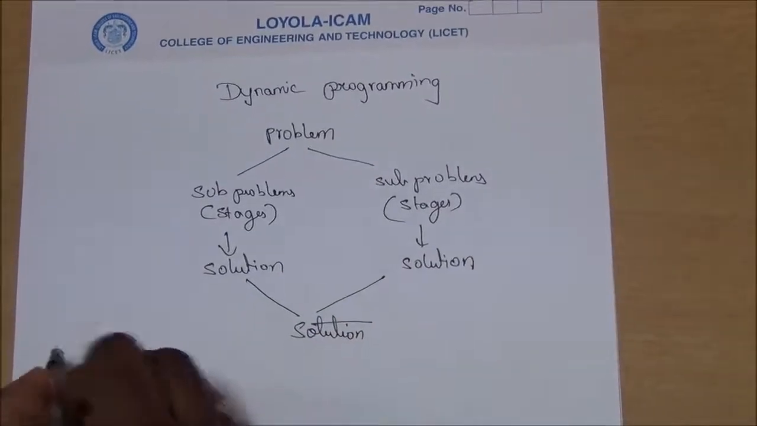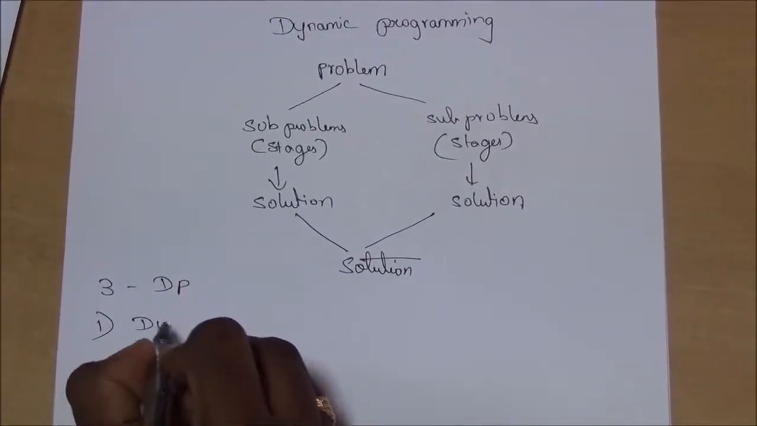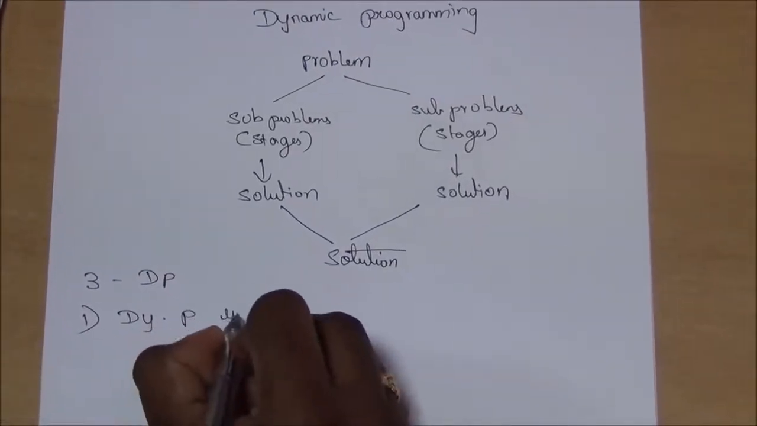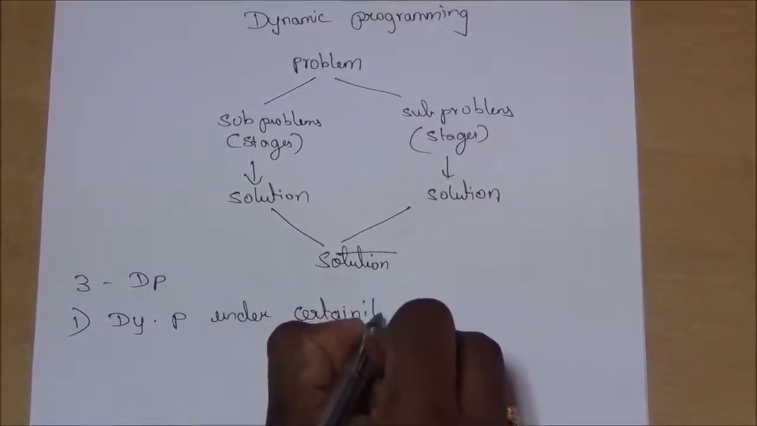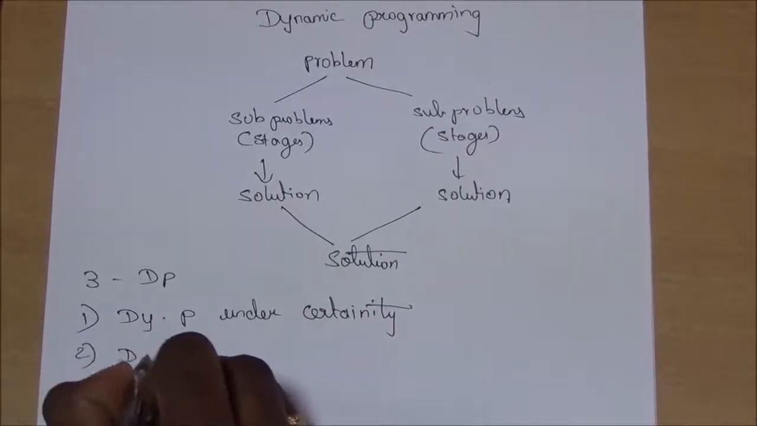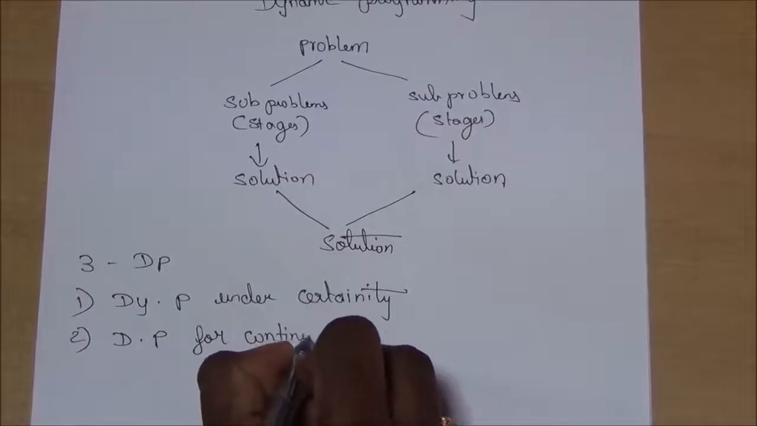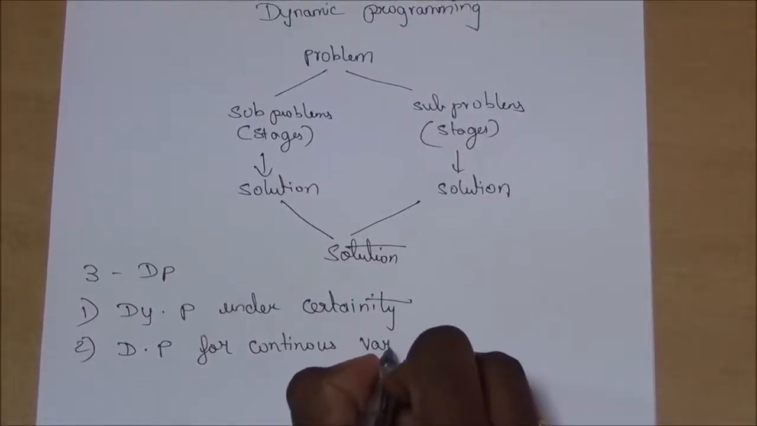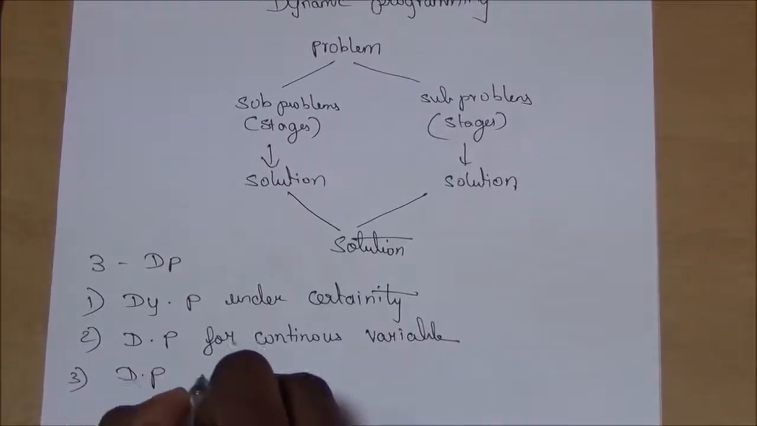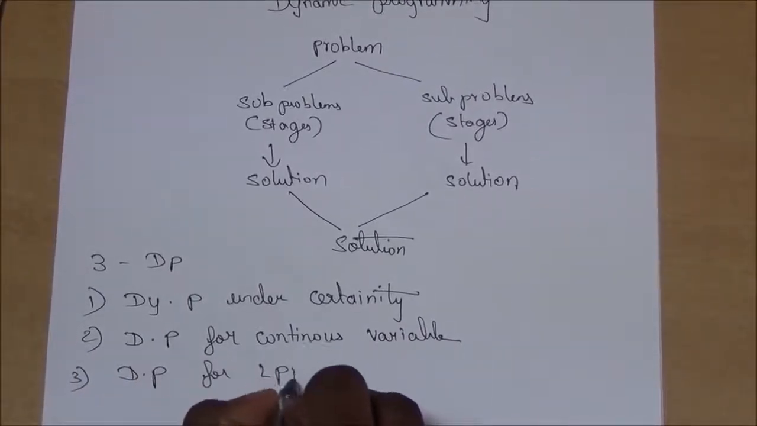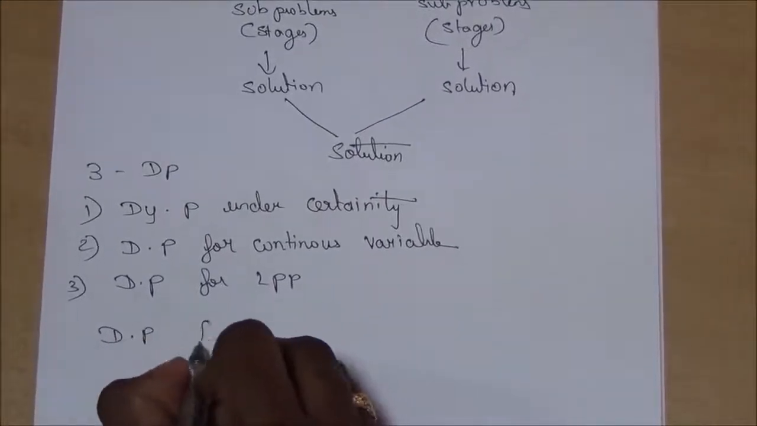So there are three types of dynamic programming. First is dynamic programming under certainty. Second, dynamic programming for continuous variable. Third, dynamic programming for LPP. Now let us see about dynamic programming for continuous variable.